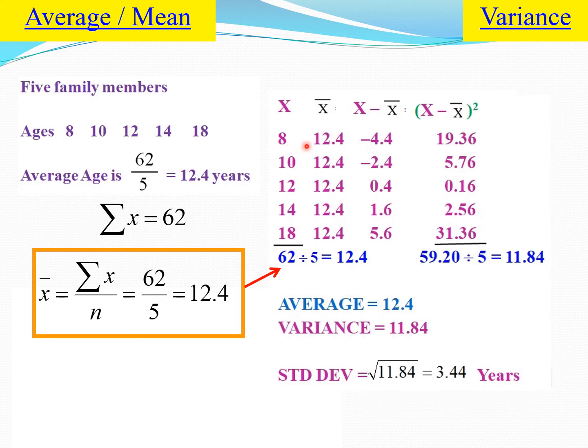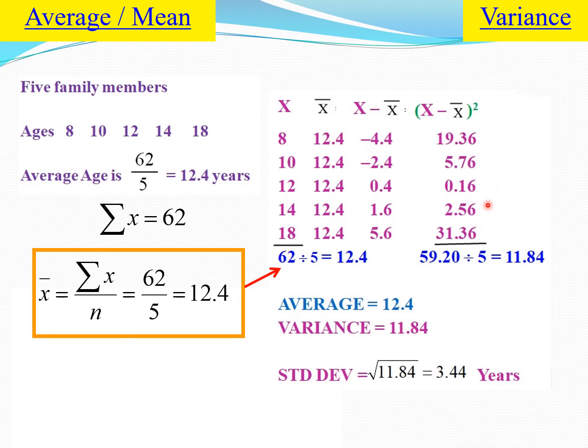So the gap between 8 and 12.4 is minus 4.4. Square it and we get 19.36. Likewise with 2.4, it's minus 2.4, but square it, 5.76. Then 14 minus 12.4 is 1.6. There's a difference when you cross over in the number, when the age becomes higher than the average. So the difference there is 1.6. Square it, 2.56. 18, take away 12.4, 5.6. Square that, you get 31.36.